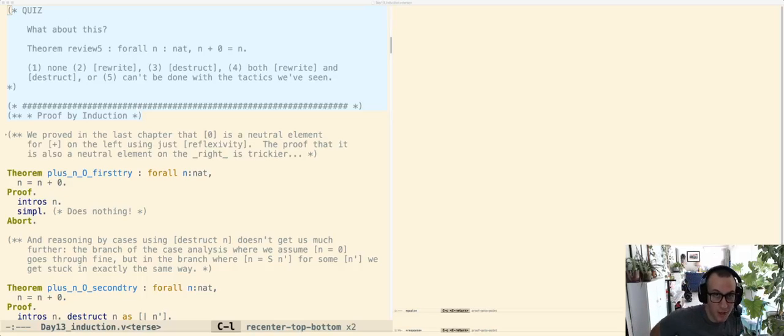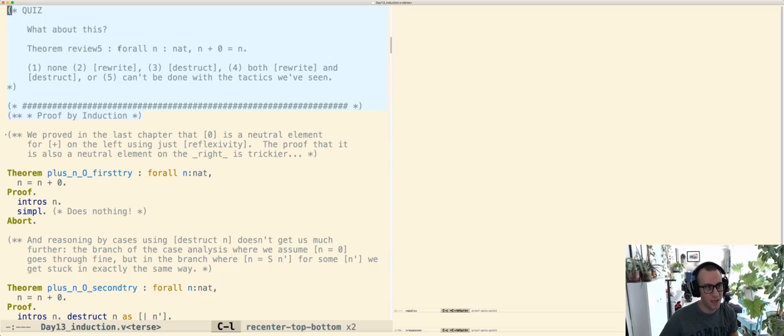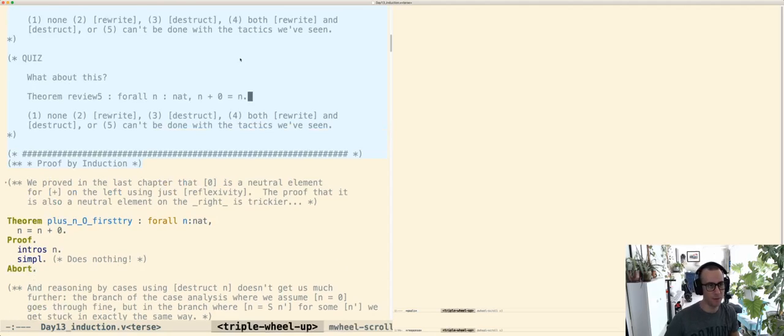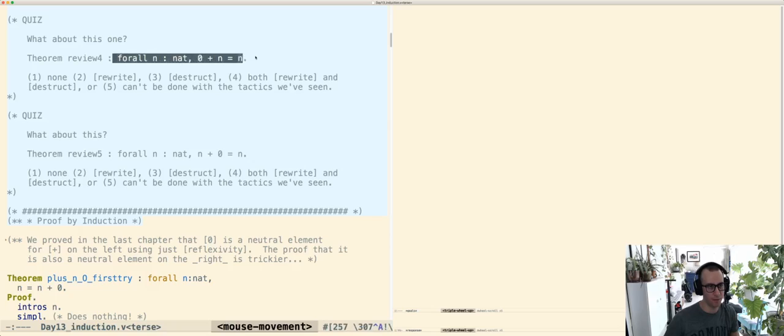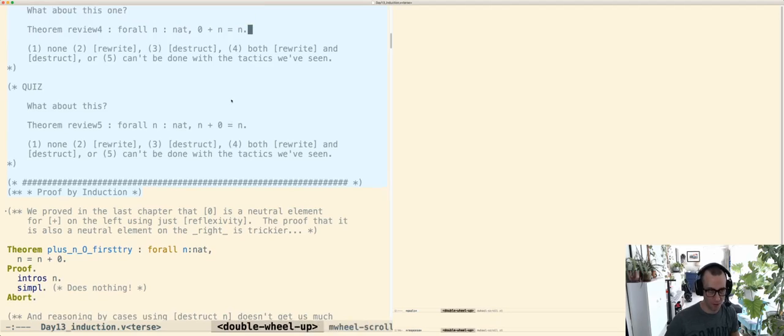Hello again, folks. Let's make good on that last quiz we saw in the review. Let's see what it takes to prove that 0 is a right identity for plus. We've already proved that 0 is a left identity. This is a theorem we proved back in day 11, I think. Pretty straightforward, that one was.